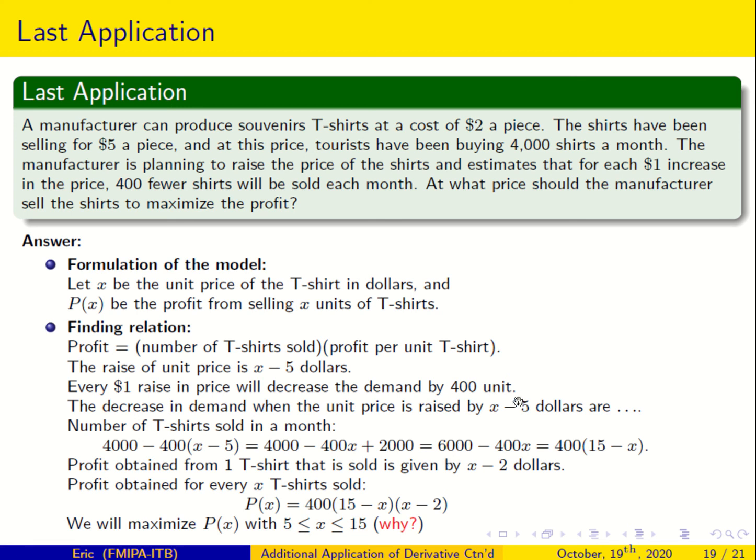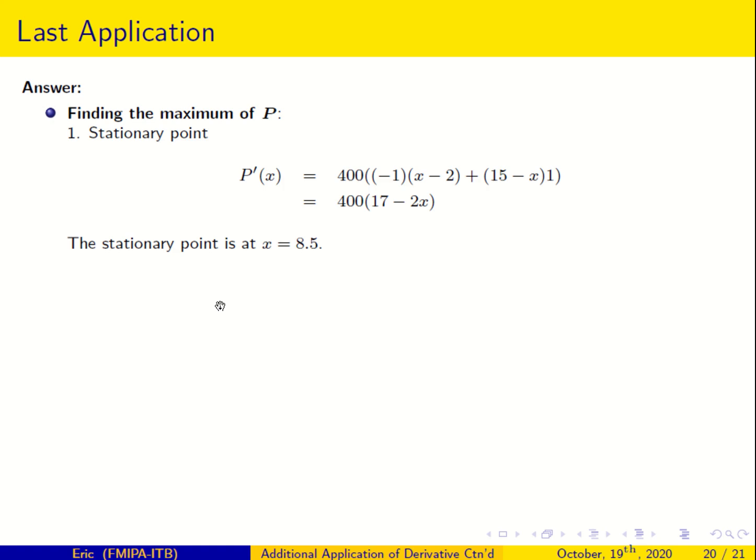Why? Because don't forget, this is X minus 5 and it should be positive. So X should be greater than or equal to 5. But X should be greater than or equal to 2 because of the profit that is sold. Oh, no, yeah, the profit can be negative. So we will maximize P of X on a bounded and closed interval. So we don't have to find the monotonicity. Find the maximum of P.